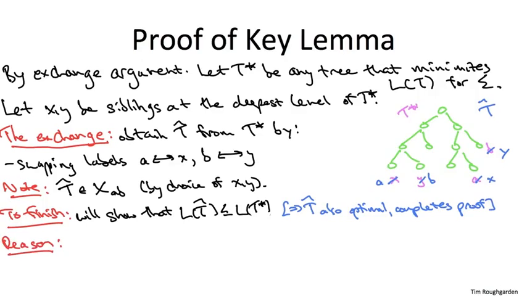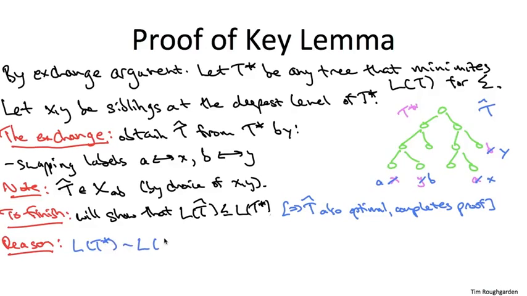The reason, intuitively, is that when we do the swap, A and B inherit the previous depths of X and Y, because conversely, X and Y inherit the old depths of A and B. So A and B can only get worse, and X and Y can only get better, and X and Y are the ones with the higher frequencies. So the overall cost-benefit analysis is a net win, and the tree only improves. But to make that precise, let me just show you the exact computation.